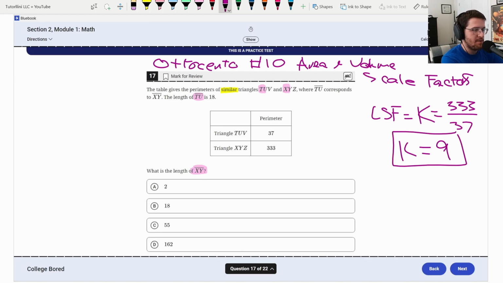Okay, so the length of TU is 18. So if this guy is times 9, then the side lengths will also be times 9, or if you had the big one, you would divide by 9. I'll go over that in the video. So let's see, 18 times 9, that is 162. And the length of XY, that's the big length we just found, 162. That is answer choice D.